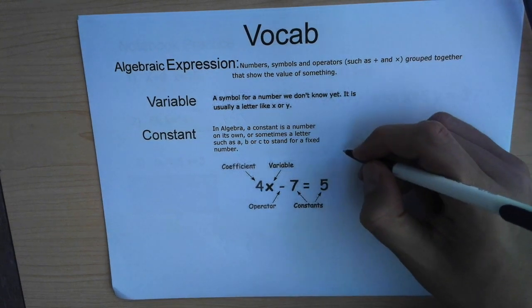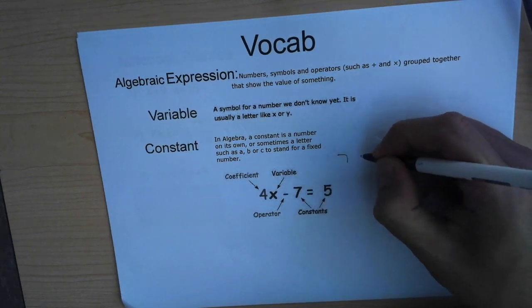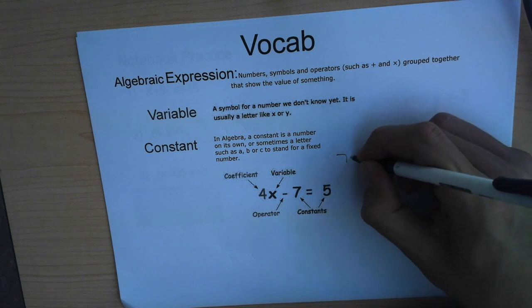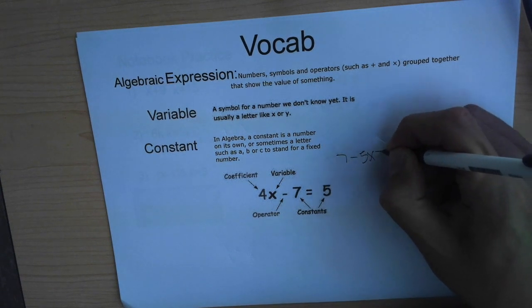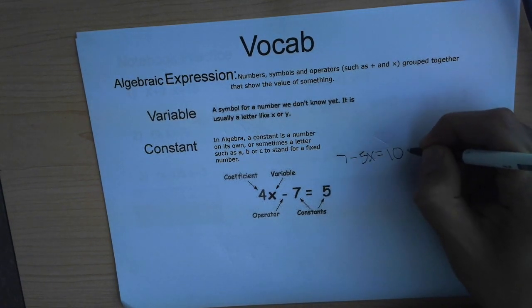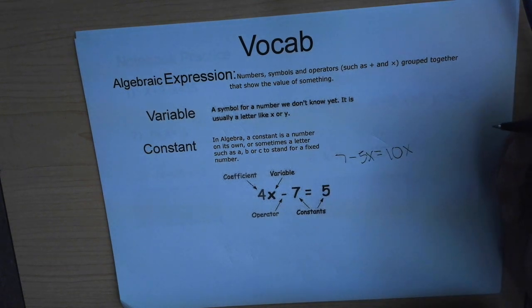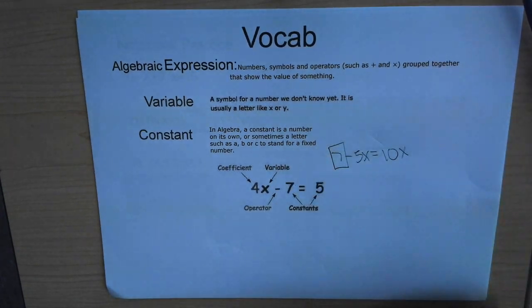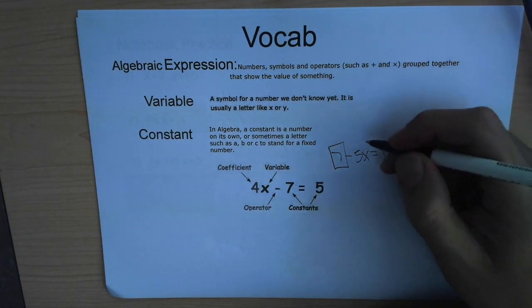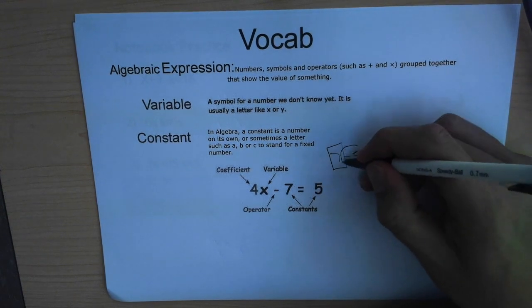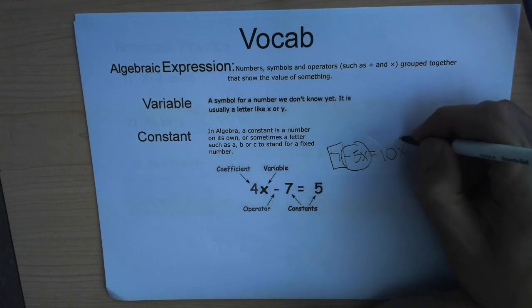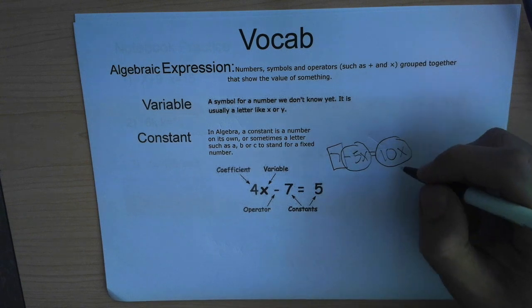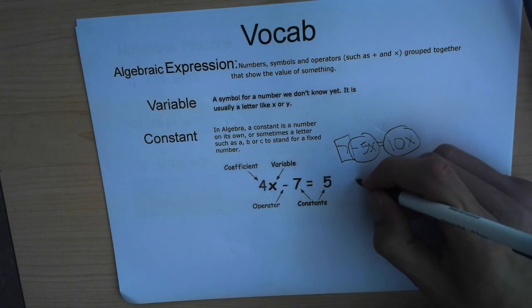So let's practice that a little bit. Let's say I have 7 minus 5x equals 10x. What are my constants in this equation here? My constants in this case would be 7. And then my variables would be, do you know? Minus 5x and 10x.